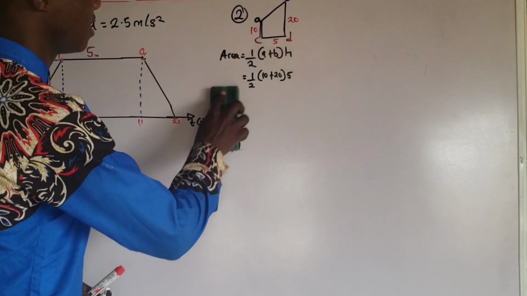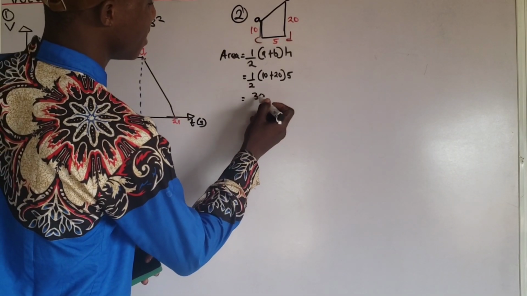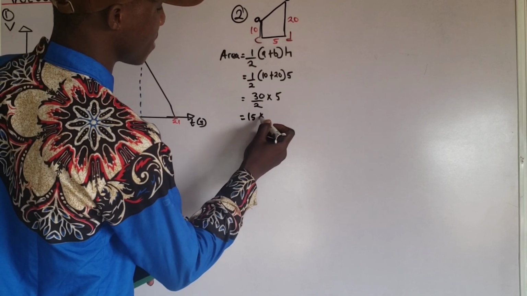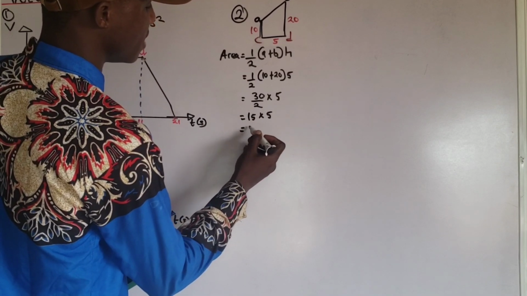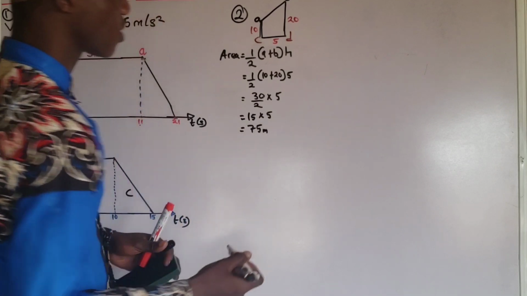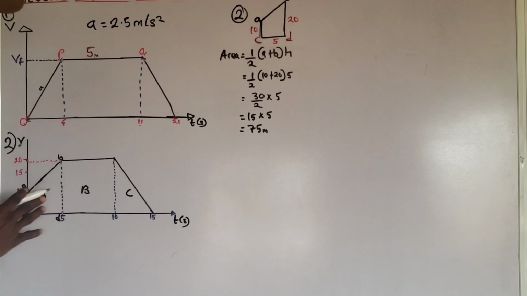You understand? Let me erase this. So the area is equals to 30 all over 2 multiplied by 5. Okay, that is 15 multiplied by 5. 15 times 5 is 75. So this is 75. Now, because we are dealing with distance, we are going to put it in meter. Okay, so now that is the first section on this velocity time graph. Now let us proceed to the second section.